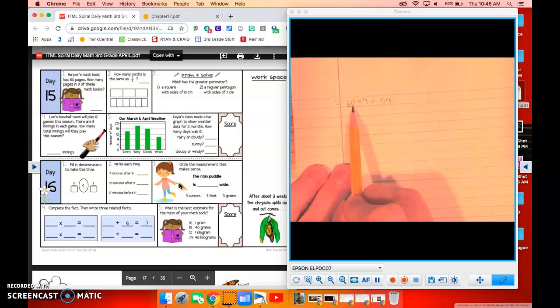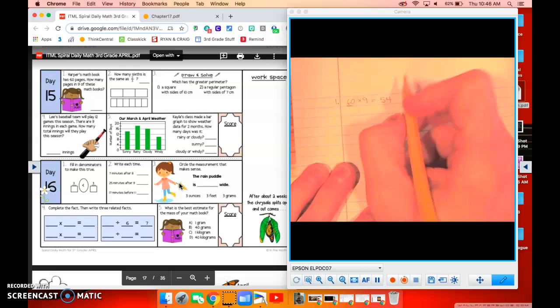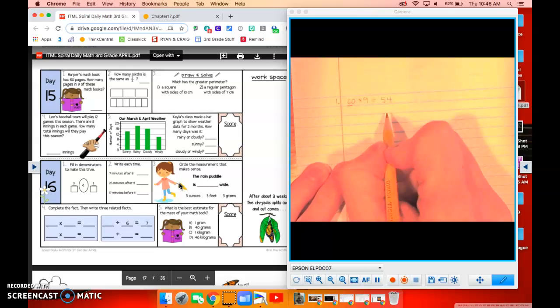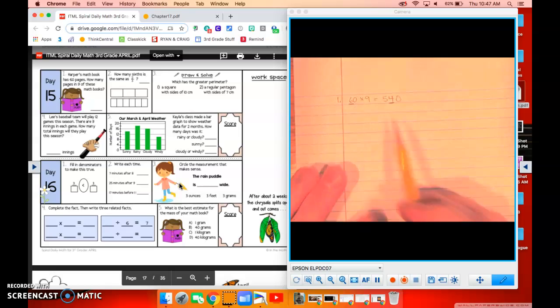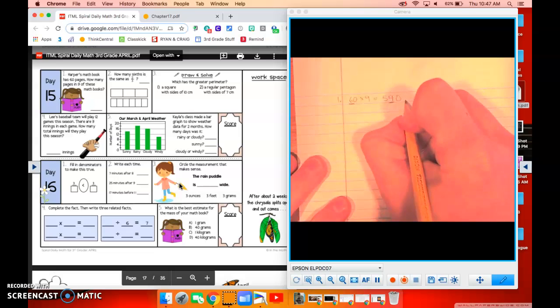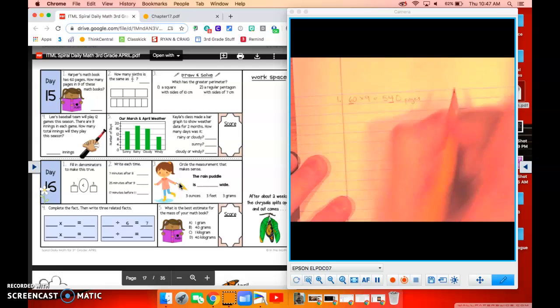But then we still got to add our 0. That's 54 tens. Now the 4 is the tens place because it's 54 tens, and then we need a 0 at the end. So 540 pages, if you want to write down pages.